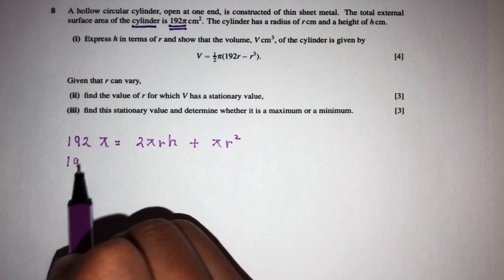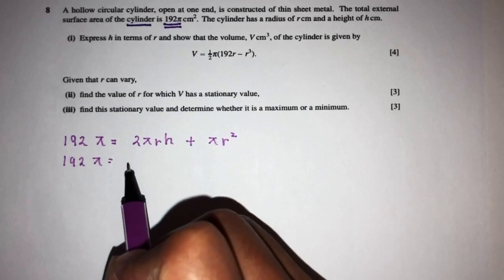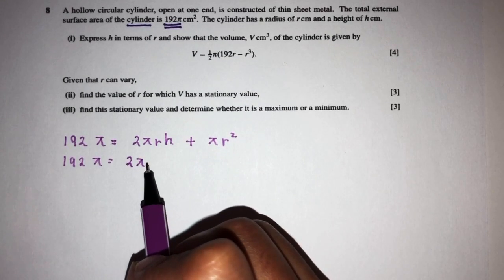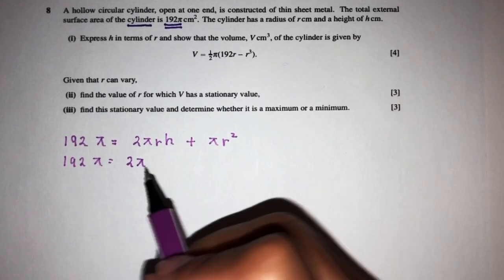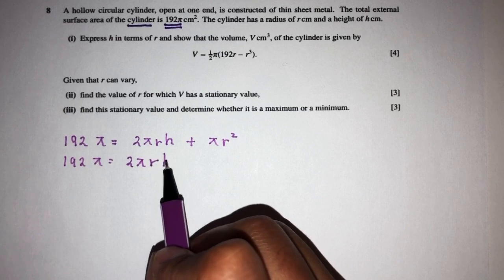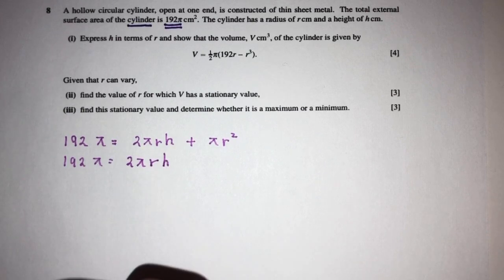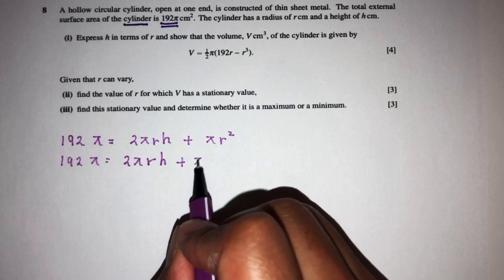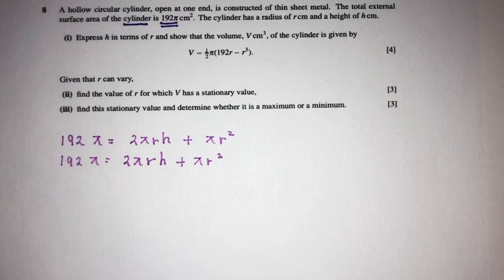So here we have 192 pi is equal to 2 pi r h. The radius, I don't think we know anything right now. The radius we don't know, and h we don't know as well. Very interesting. So there are many things we don't know in this question. So let's see what is the first thing we can do.